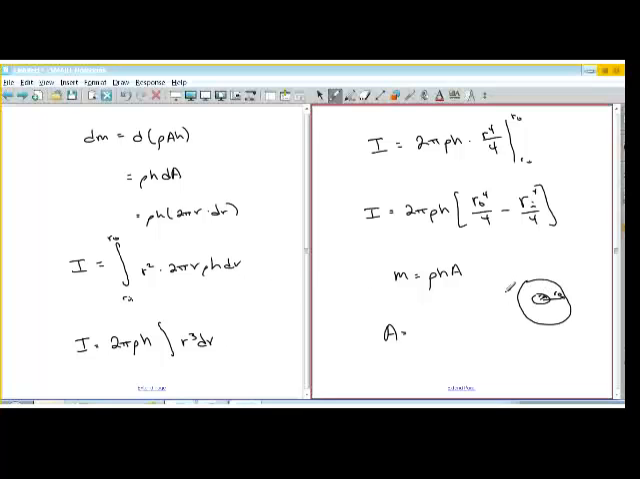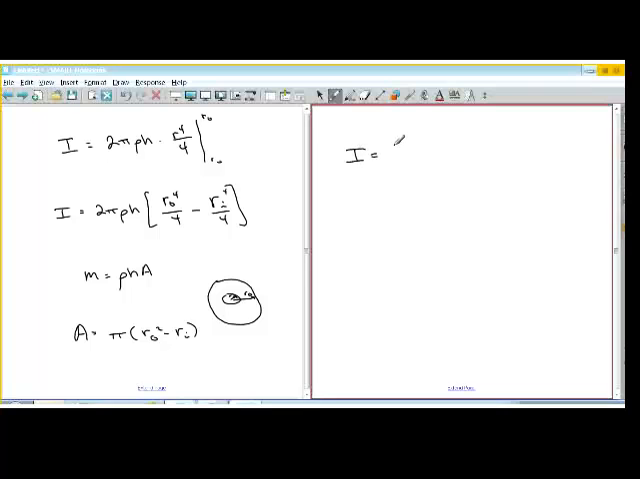Okay, so the area for this whole thing, not just for this differential thing, is going to be equal to, so the area of a circle is pi r squared, so you get pi times r sub O squared minus r sub I squared. So we find the area for the outside circle, which is pi r sub outside squared, and we subtract the area for the inside.